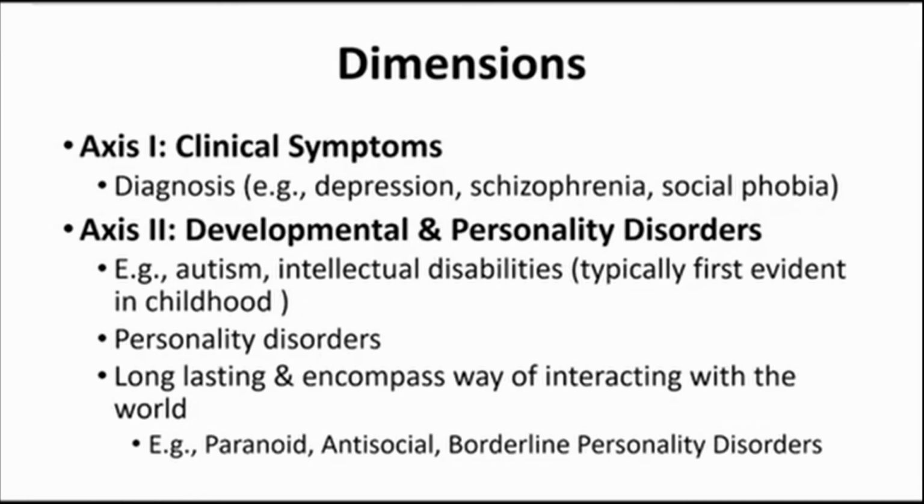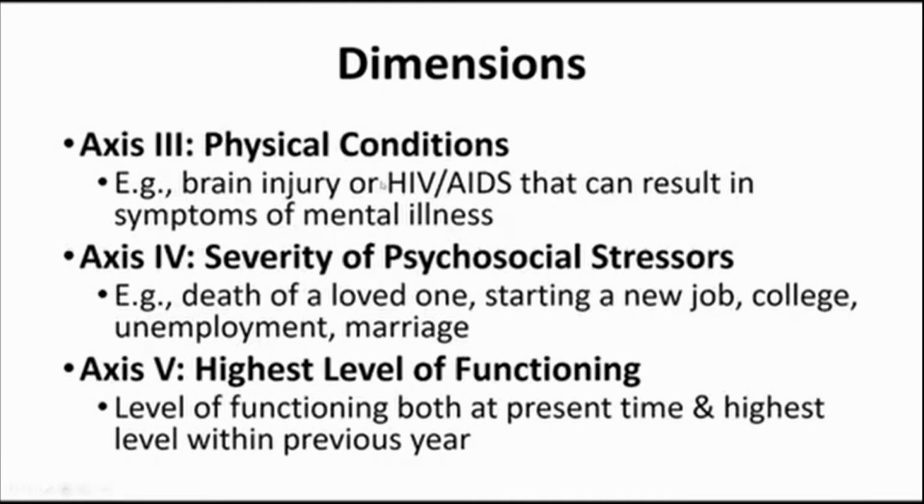But this section is basically looking at long-lasting disorders, things that are going to encompass your way of interacting with the world. So if you have a particular type of personality disorder, maybe you're going to have paranoia, maybe you're going to be antisocial or something like that, and it's affecting how you interact with the world. So this is sort of an add-on to your clinical symptoms that lead to the big box diagnosis. And then axis 3 is where you have physical conditions, things that may be contributing to or potentially causing some of your behaviors. So things like if you had a brain injury or HIV/AIDS or any other kind of physical condition that can cause or modulate those symptoms of mental illness.